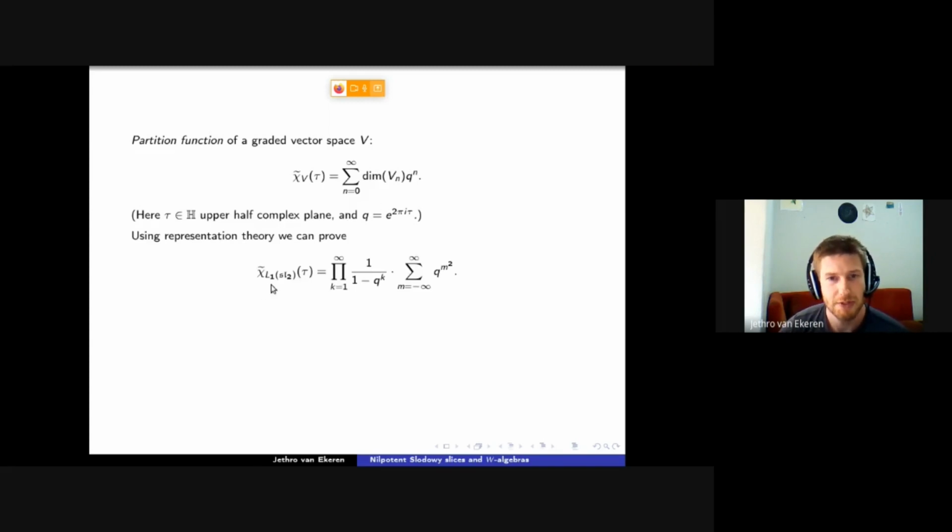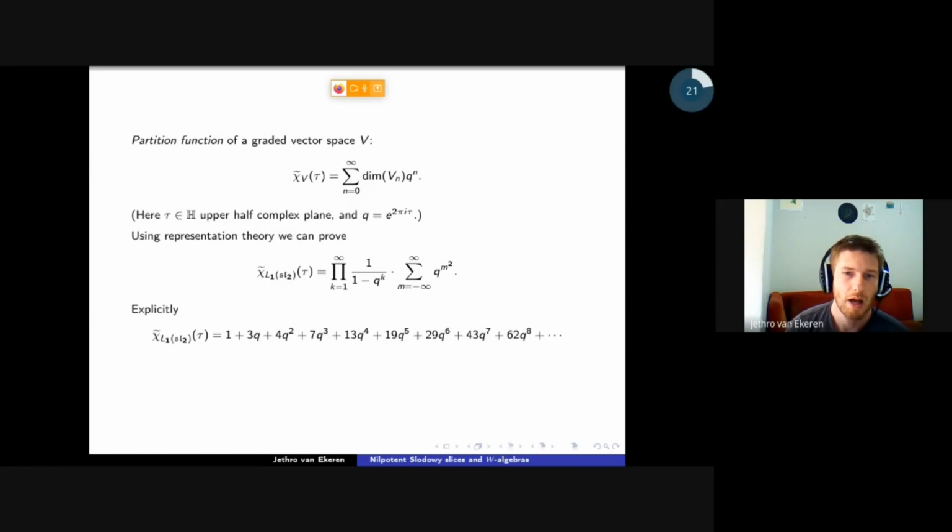And in this specific case, L1, SL2, this does indeed converge because, in fact, we have an explicit formula for the character, for the partition function, coming from representation theory. And if you wanted, you could use this formula, put it into Mathematica, and determine the dimensions of the graded pieces to any desired order.